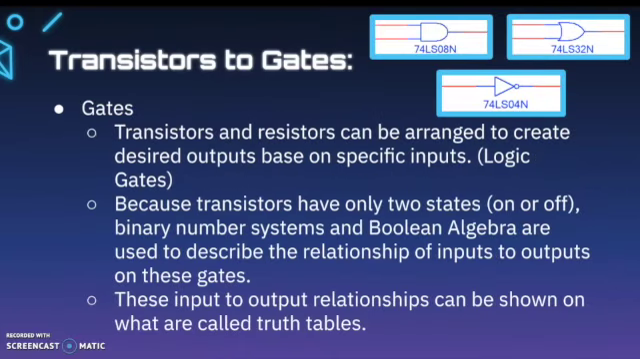From transistors, we move to gates. Transistors and resistors can be arranged to create desired outputs based on specific inputs, which are logic gates. Because transistors only have 2 states, either on and off, the binary number system and Boolean algebra are used to describe the relationship of the inputs to the outputs on these gates. We're going to be looking at both the binary number system and Boolean algebra a little bit later in this course. These input-to-output relationships can be shown on what we would refer to as truth tables.